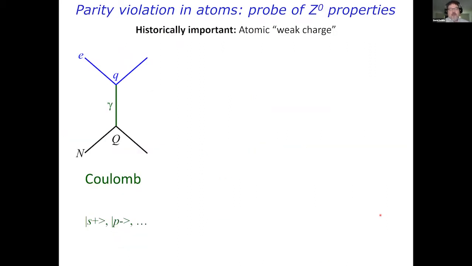So let me just dive into one of these, which is talking about parity violation. Parity violation historically has been measured in atoms and used as a probe of the properties of Z0 bosons. So this is really historically very important. It was one of the first places where violation of discrete symmetries was used, taking advantage of AMO methods to add new interesting information to the study of electroweak interactions.